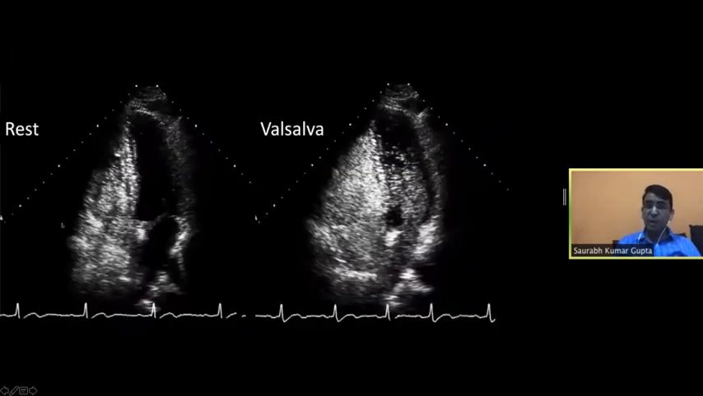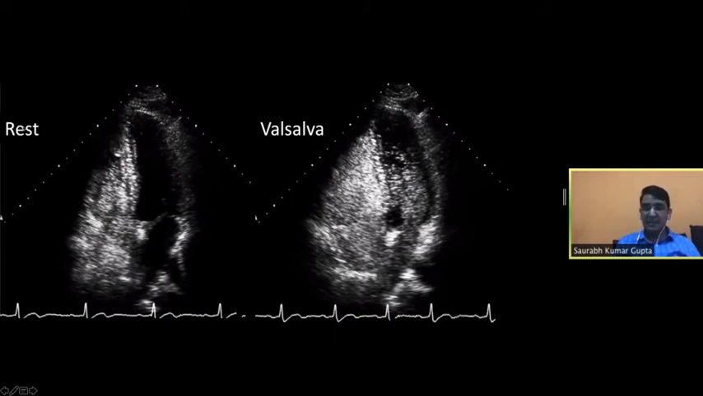Now, this is what happens if you are doing this study at rest. And if you are doing it after a properly performed Valsalva, you can see that there is no doubt whatsoever here, and there is almost every doubt on earth which you can have when you are seeing this resting study.